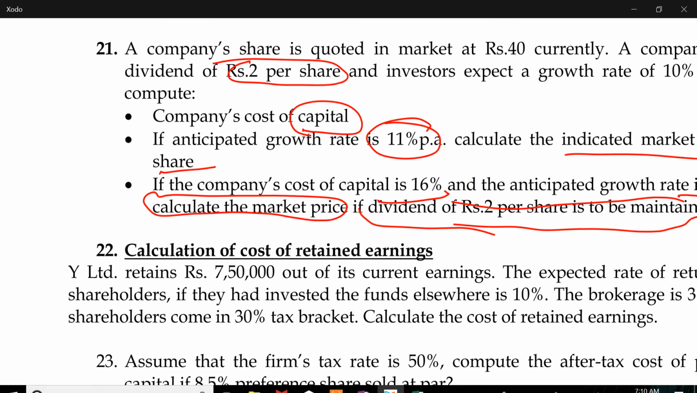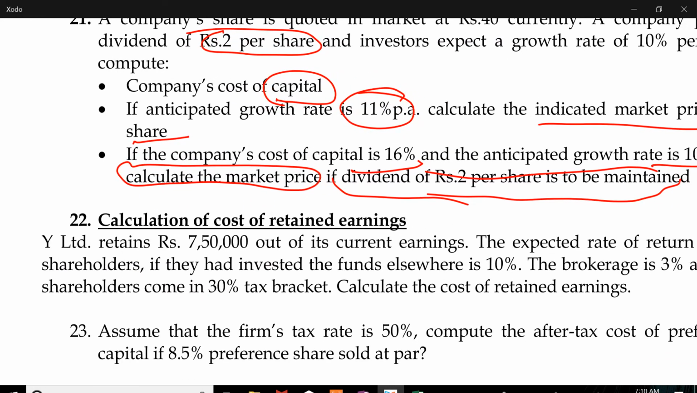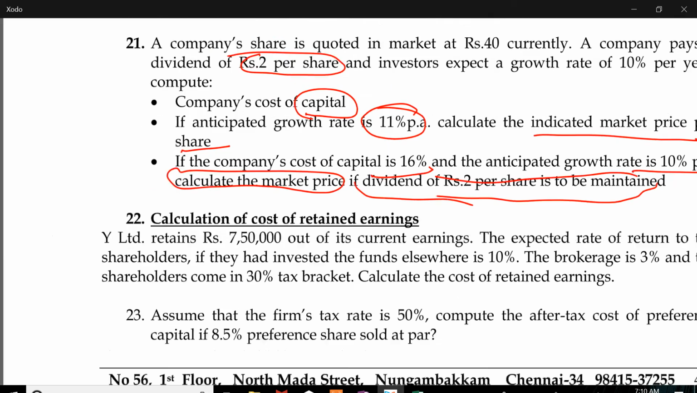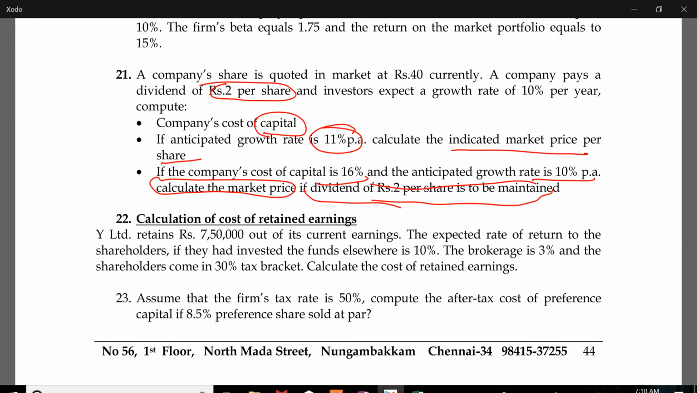Question number 22. Y Limited retains 7,50,000 out of its current earnings. The expected rate of return to the shareholders if they invested the funds elsewhere. Now listen, I'll keep explaining as I read the line. Expected rate of return to the shareholders is technically cost of equity. What my shareholders expect is cost of equity. So in a problem, if you don't have any information for calculating KE and they say people are expecting 5%, KE is 5%. What you expect is what I have to give.